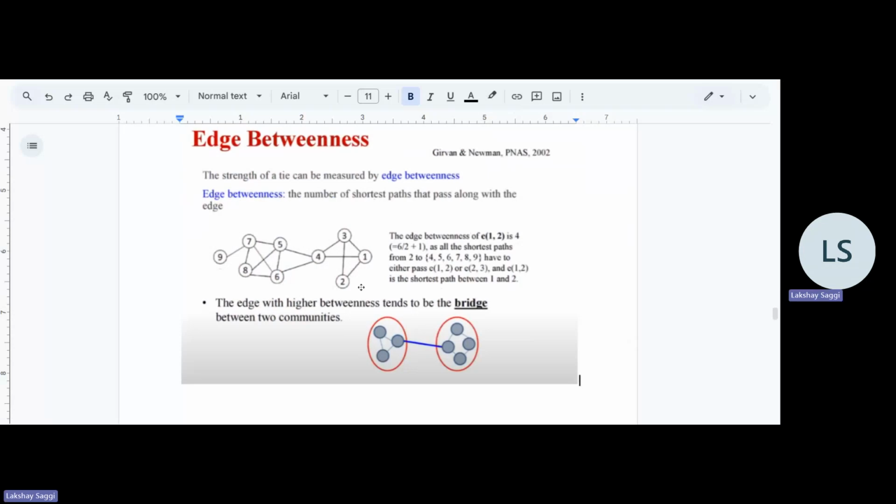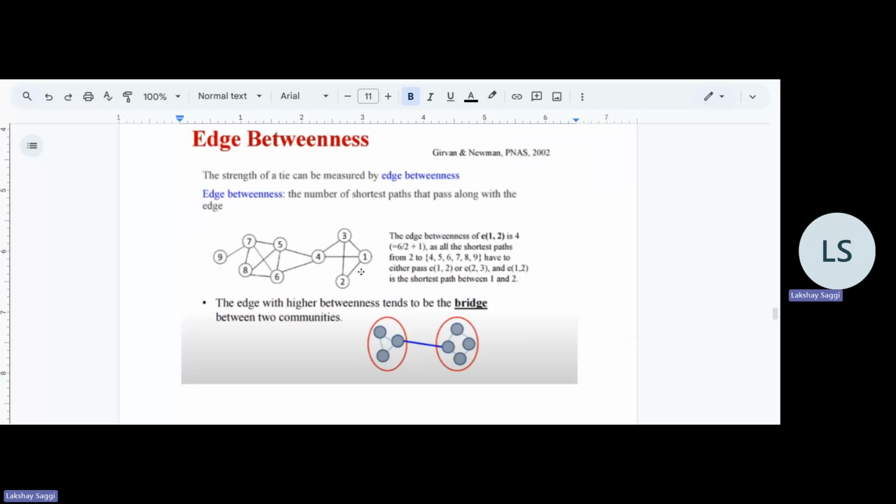So for example, just to refresh it for you guys, for this edge 1 comma 2, what's the edge betweenness? If we look at all pairs, let's just look at the pair 1 comma 2 itself. Then there is only one shortest path and it uses that edge, so it will be 1 divided by 1. This value will contribute from this pair 1 comma 2.